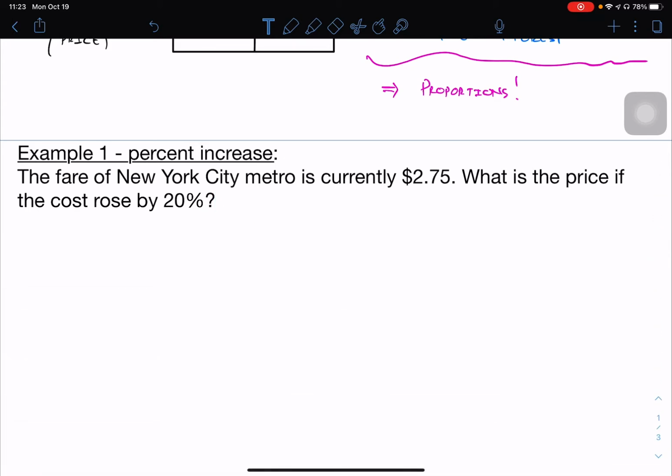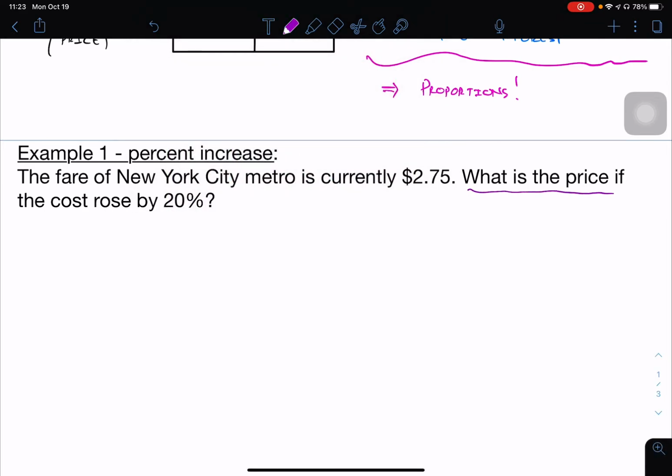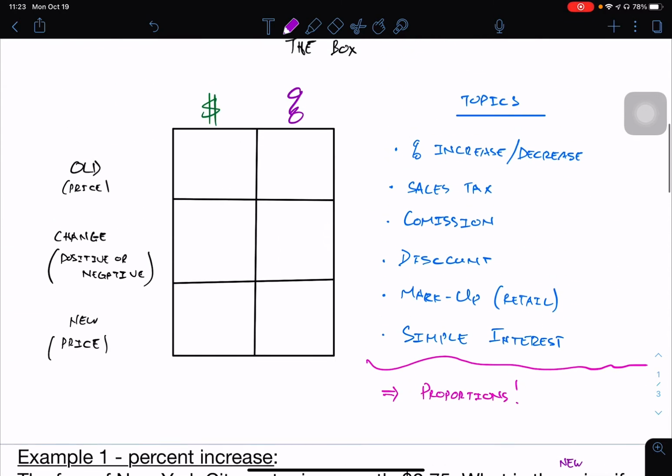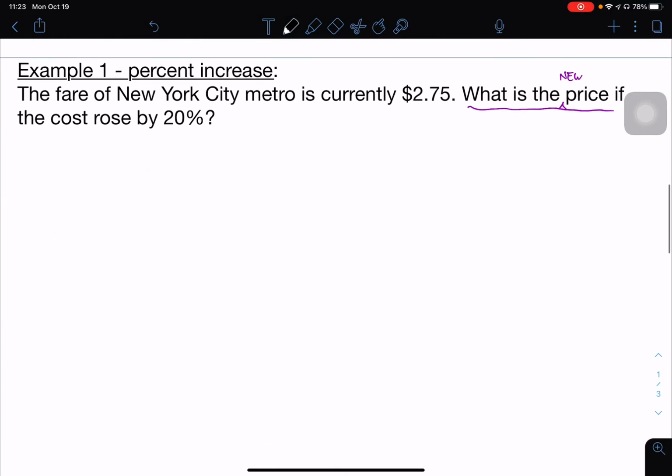So you have $2.75, and then it increases by 20%. What's the new price, right? So that's what they're asking you right here. What is the new price? We know it's new, but again, it's just in context to this. So I'm going to use this same box right here. I'm not going to draw it so nice this time. This is just to show you, but now I'm going to just scribble it.